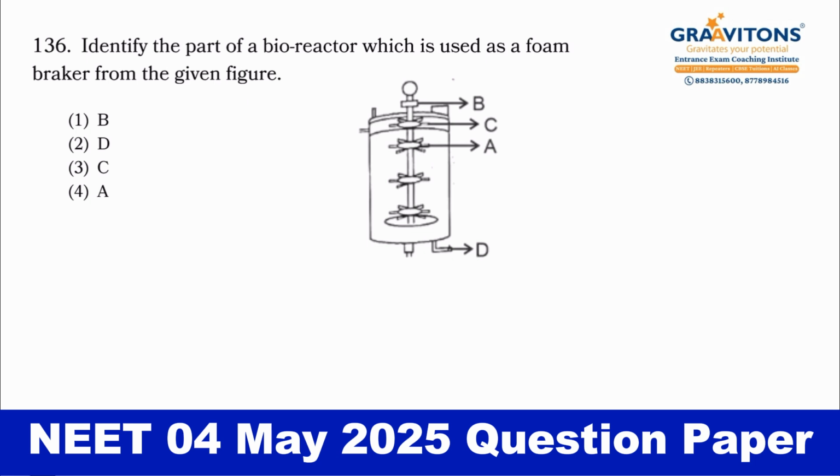Hi students, today we are going to discuss NEET 2025 biology paper from question number 136 to 180. So let us start with the first question. Identify the part of a bioreactor which is used as a foam breaker.